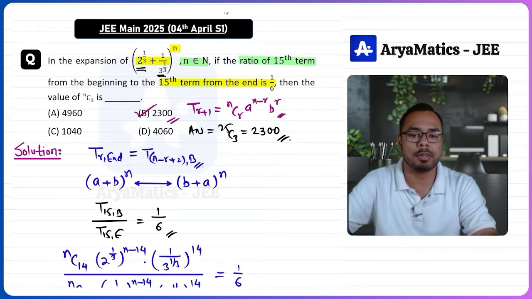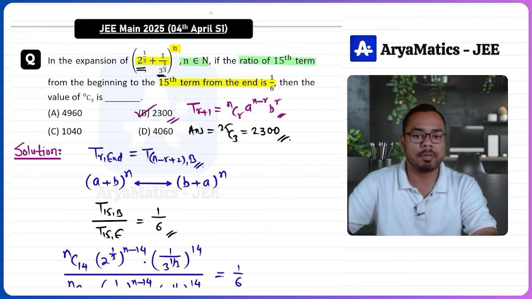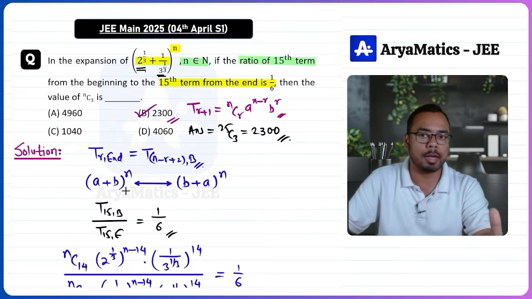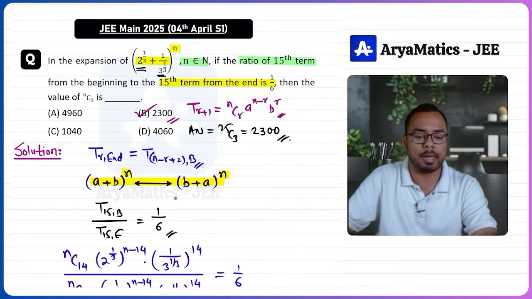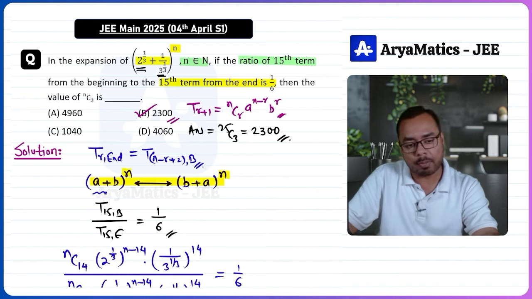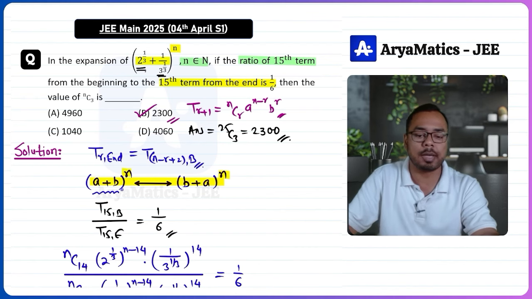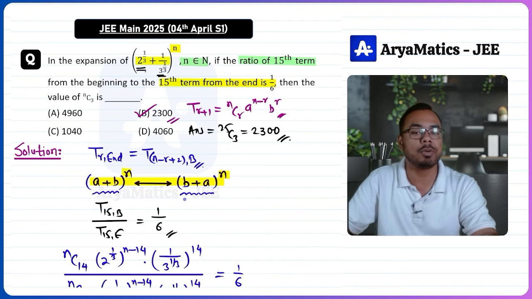Right. So this was not a difficult problem, and the important concept was that whenever we need a particular term from the end in the binomial expansion of (a plus b) raised to n, then just interchange a and b and then find the term from the beginning. So tr from the end in (a plus b) raised to n will be the same as tr from the beginning in (b plus a) raised to n.